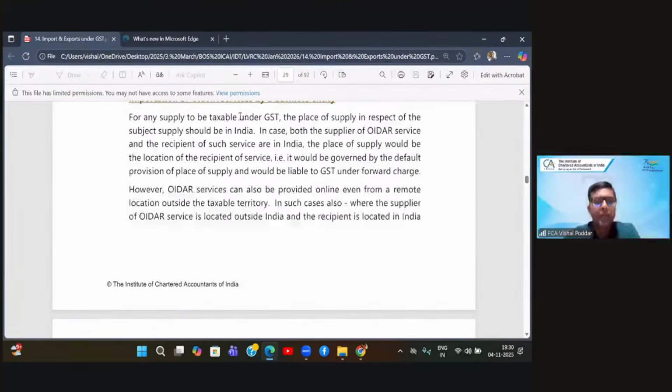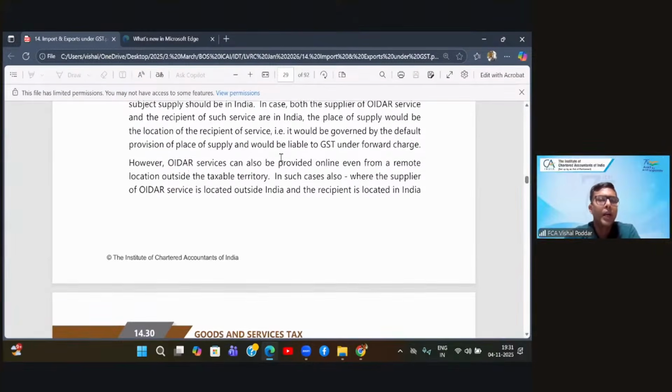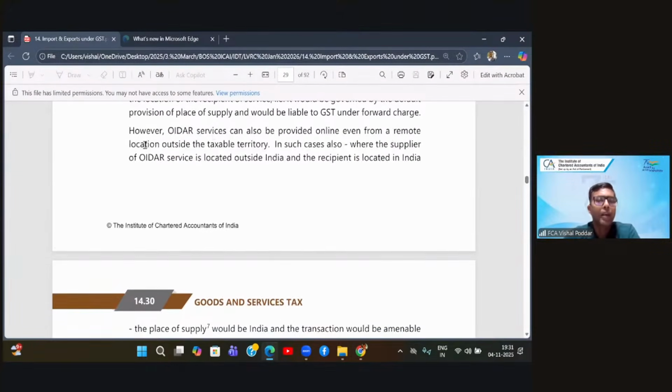So for supply to be taxable under GST, the place of supply should be in India. In case both the supplier of OIDAR service and recipient of service are in India, the place of supply would be the location of recipient and the tax is under forward charge. However, OIDAR service can also be provided online from a remote location outside India.